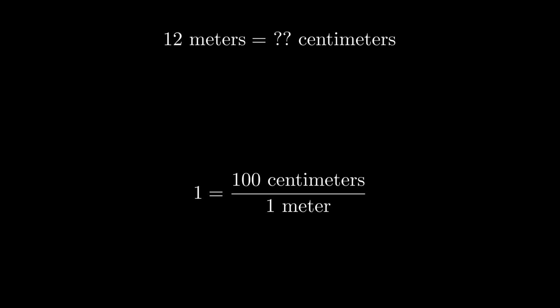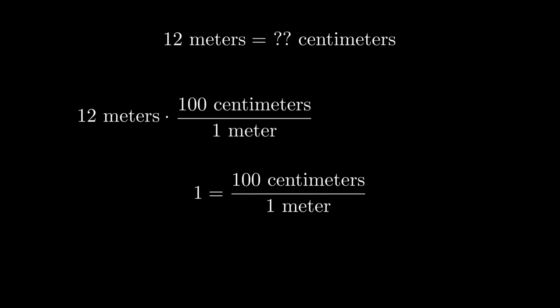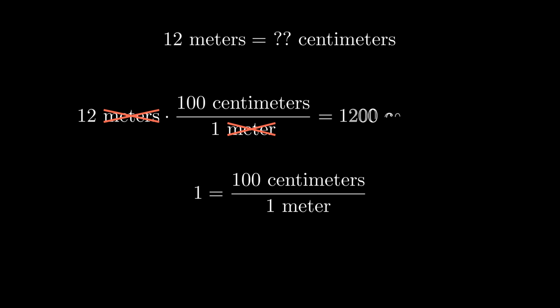Now let's go back to our 12 meters. We know that multiplying any expression by 1 doesn't change its value, so let's multiply this by 1. Since 1 is equal to this expression we found earlier, we can substitute it. Now, if we cancel our units, we properly obtain that this expression is equal to 1,200 centimeters.